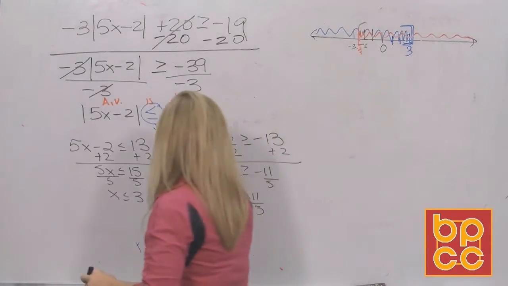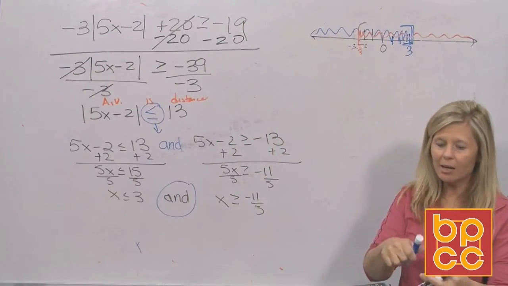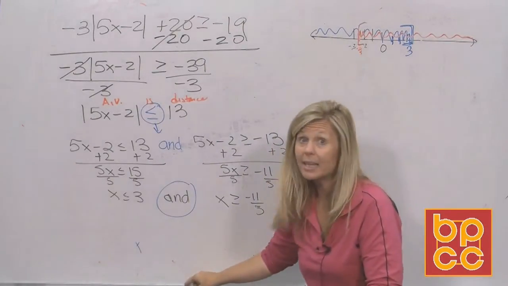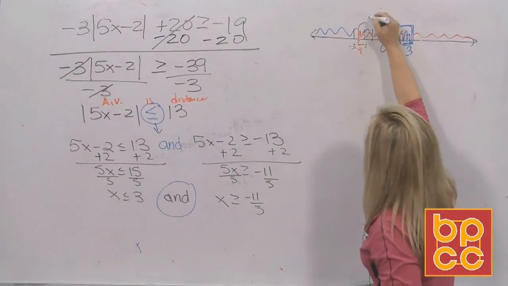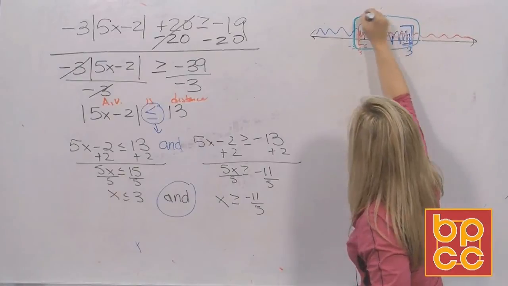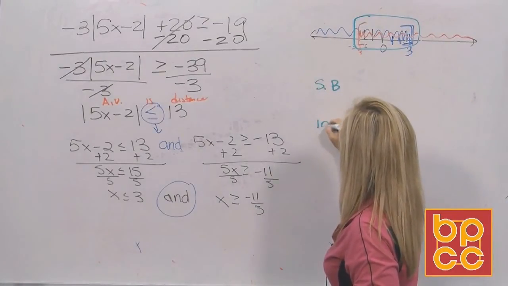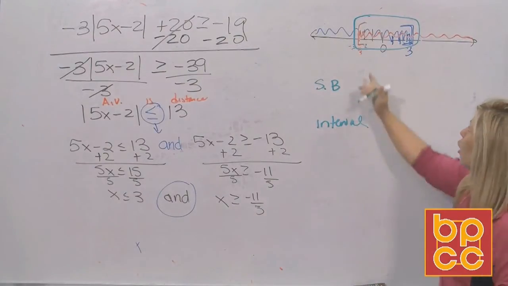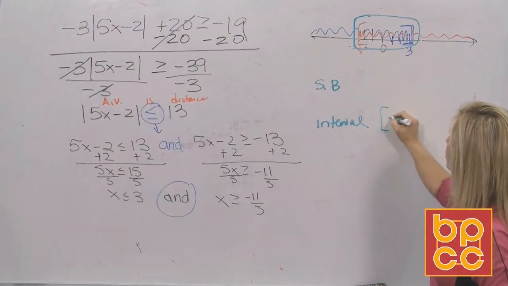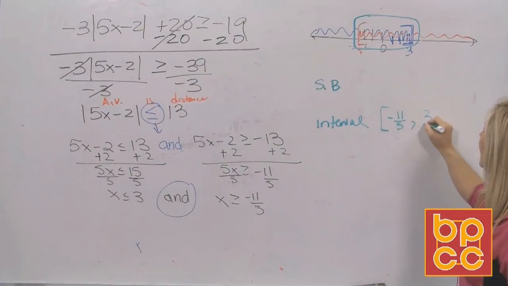The key is that word. And means the answer has to be the intersection. Do you guys see the intersection between the 2 colors? It's right here. So now we're going to write that intersection in both set builder and interval. And again, interval is the easiest. Where does the intersection start at? It starts at negative 11 fifths. Where does it end at? It ends at 3.